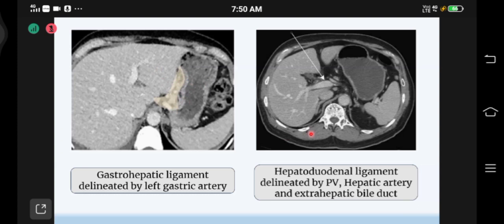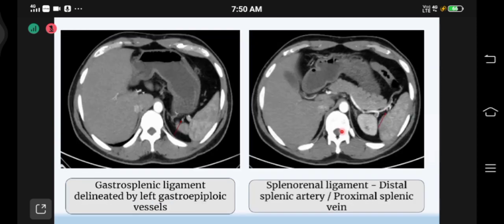Coming to the hepatoduodenal ligament, the landmark for it is the presence of the portal vein, hepatic artery, and the duct, and cystic duct if possible. This becomes the landmark telling us that this is the region of the hepatoduodenal ligament. So these are the landmarks. Please look into it whenever you are searching for these ligamental deposits.